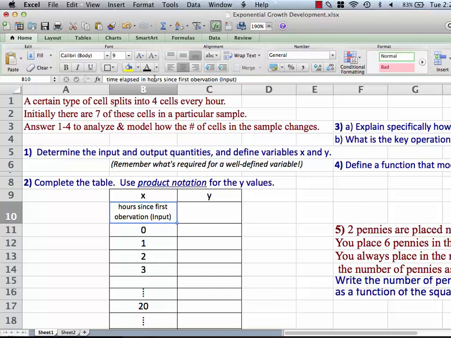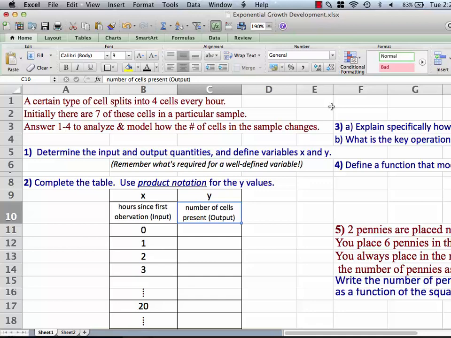Okay, what about y? So what would be our y variable? Omar. The number of splits. Okay, so it could be the number of splits, or we could do number of cells, just number of cells, right? So total, and this is now total, not new cells that hour. This is going to be total number of cells, that number of hours after our first observation, okay?